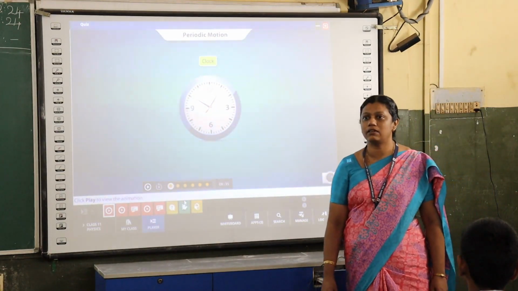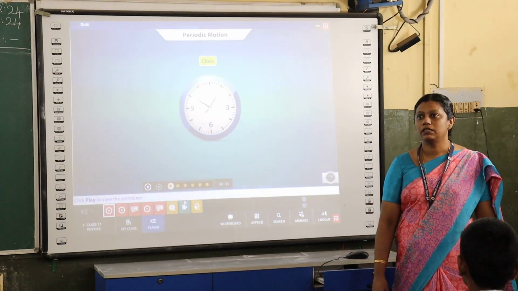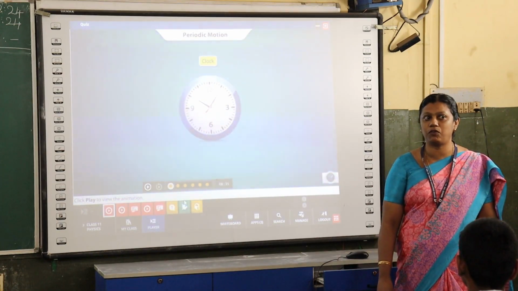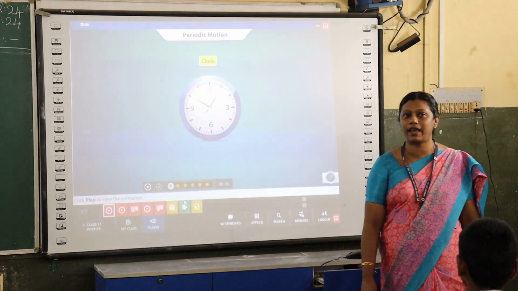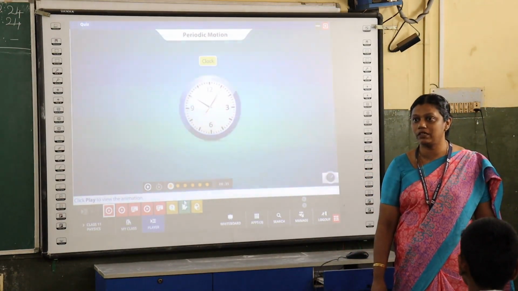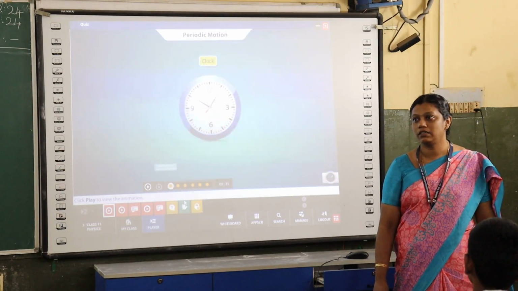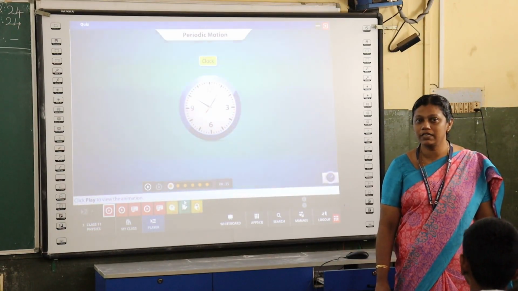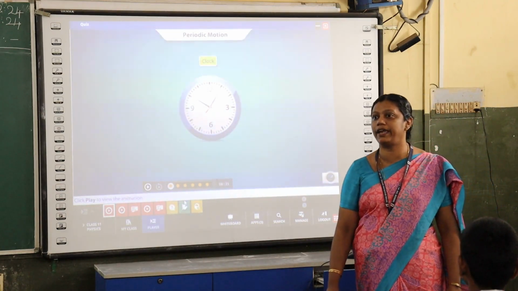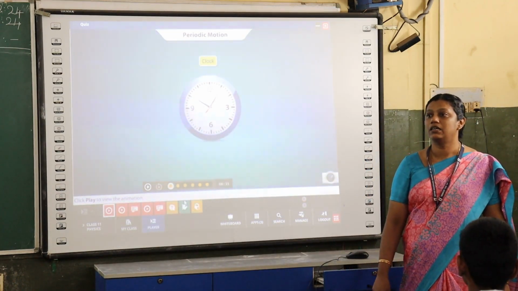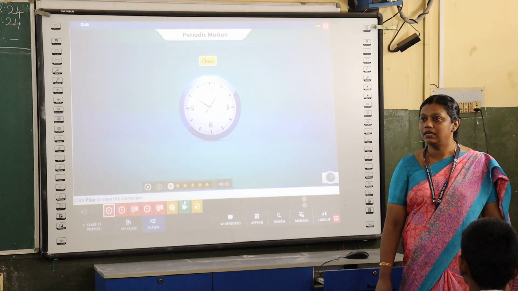Now, consider these four examples. What is common in these four types of motion? Can anybody say? The planetary motion, motion of the second hand of a clock, motion of a swing, and motion of the guitar string. What is common? Is the motion repeating? Yes. Consider planetary motion. Earth revolves around the sun in 1 year, right? That motion repeats every 1 year. So that is a repeated motion.